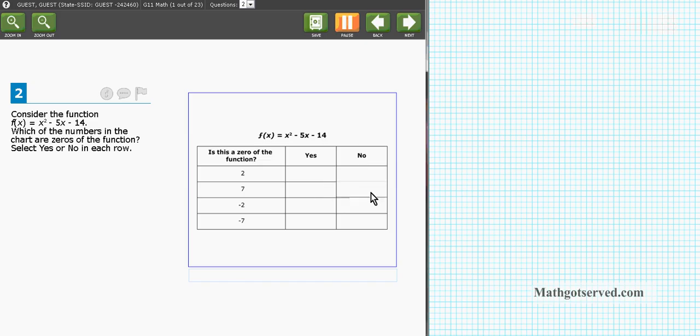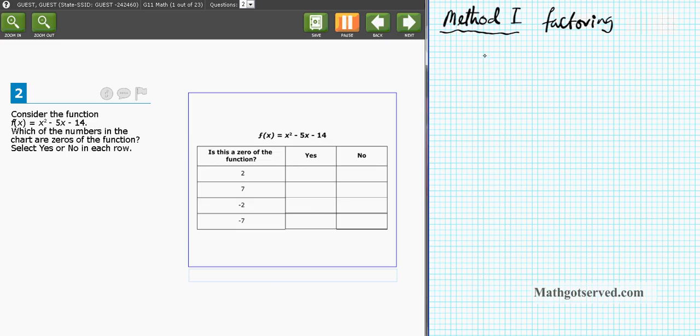At the end of the day, we're going to have a check mark in each row, either yes or no. It's asking for zeros. How do we find zeros of a function? There are 2 ways we can do that. I'm going to show you the first method, which is much more effective. Method 1 for finding zeros of a quadratic equation is by factoring. So let's do it by factoring.